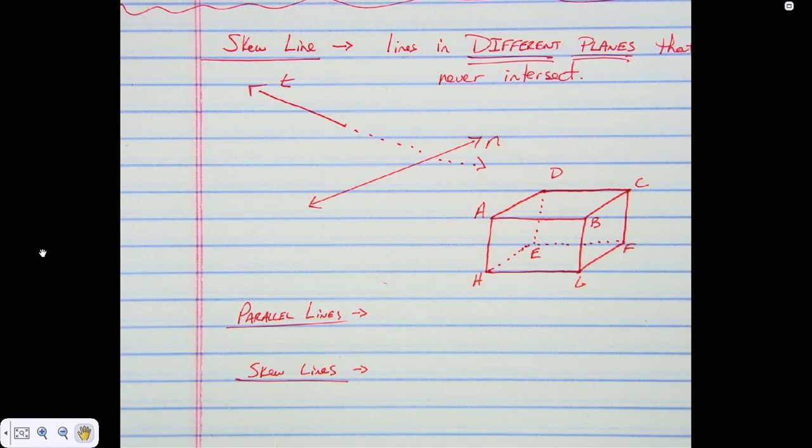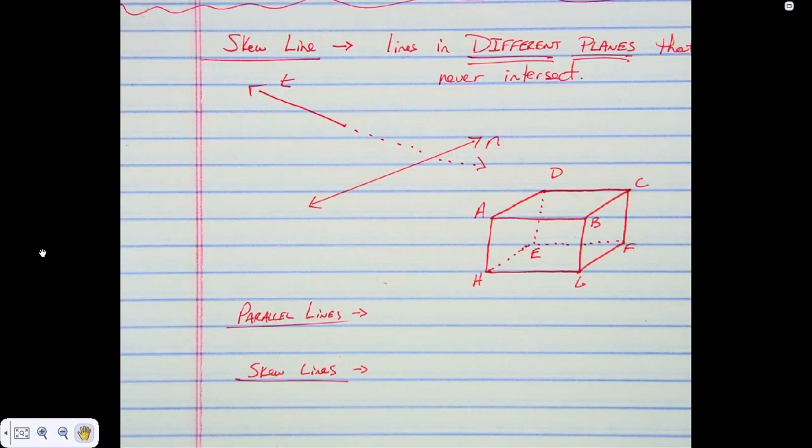Makes sense? But right here, this is BC, EF. EF will never touch BC, will it? But they're not shaped the same way, are they? So they're what? Skewed. Does that help a little at all? See the difference between skew and parallel? It's tough, like I said. Some people, once you see it, you get it. But it can be tough.